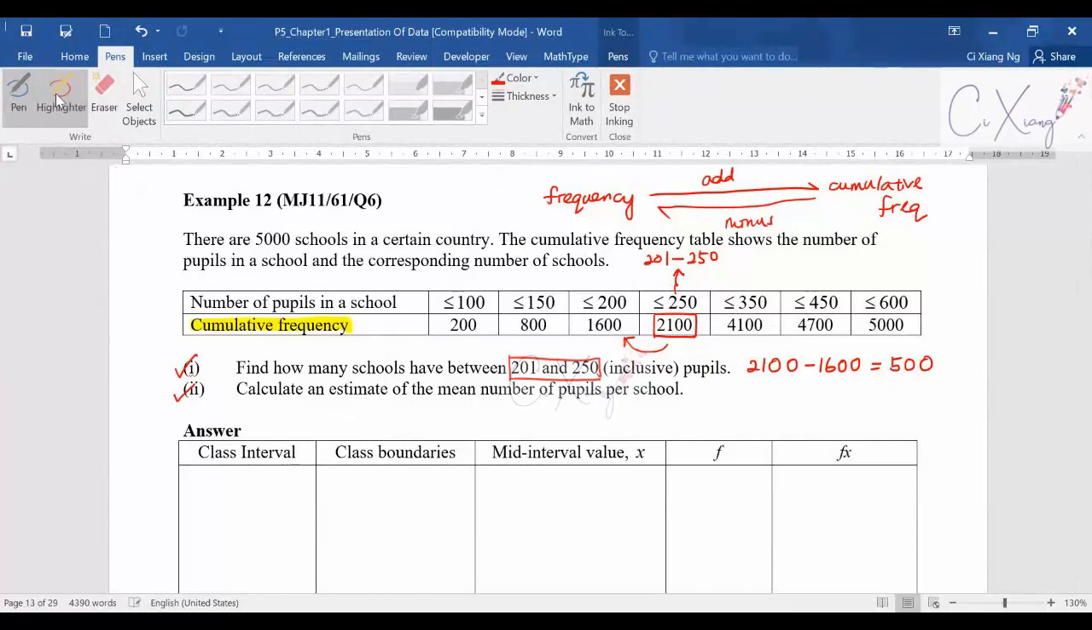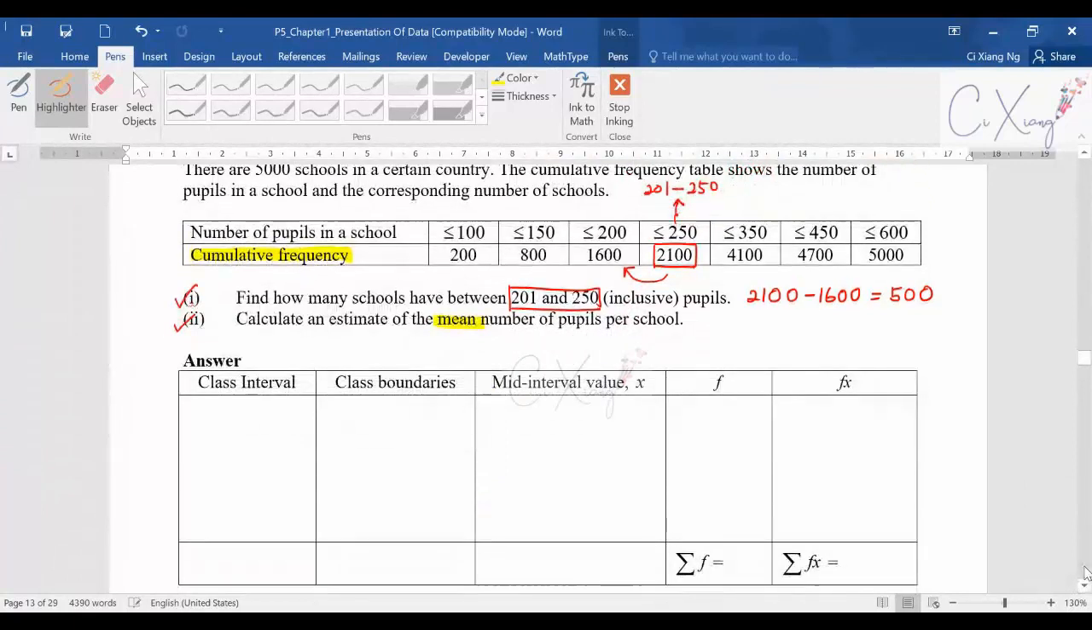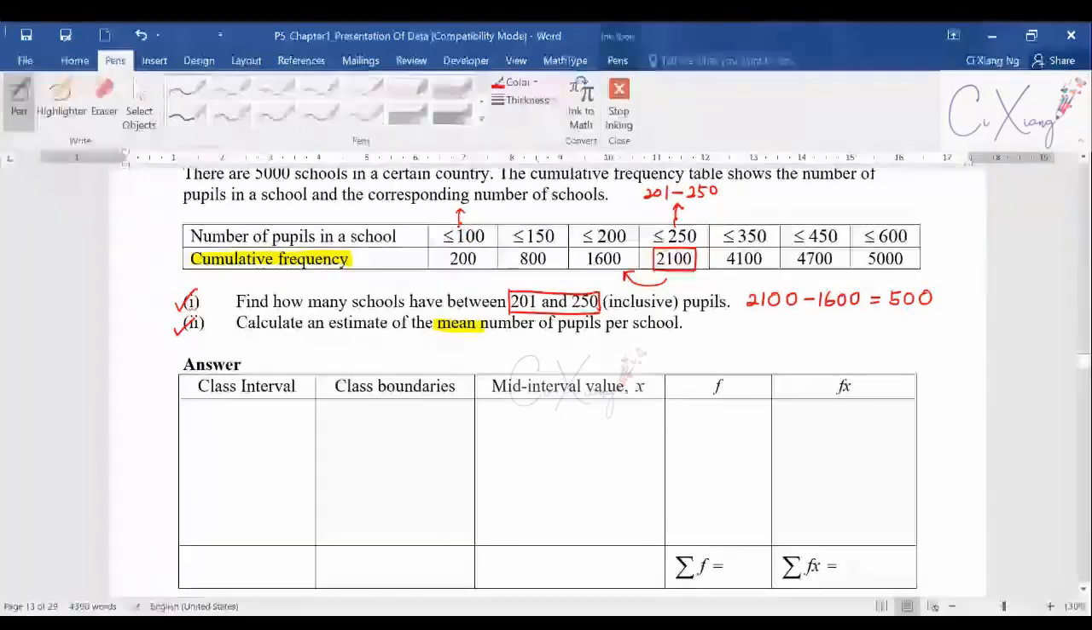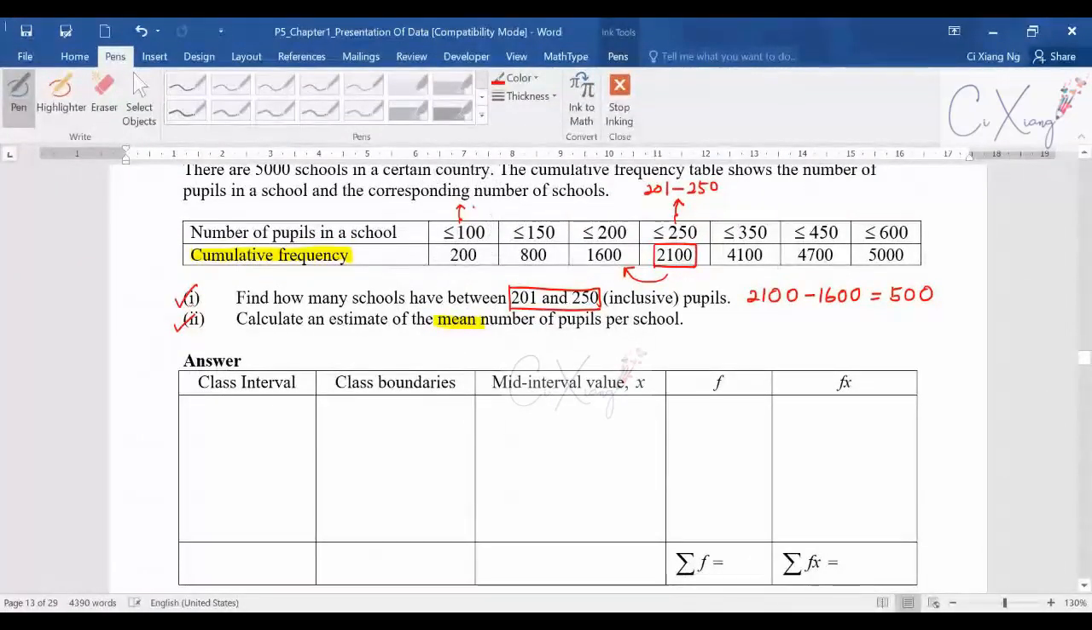Okay, then for part 2, you see that they actually want you to estimate the mean number of pupils per school. So now our problem comes already. For this class, you know that the class interval is 201 until 250. So you do the same thing for all the classes here. For the first class, what will be the value for the class interval? It will be from 1 until 100. It is not 0, it is 1.